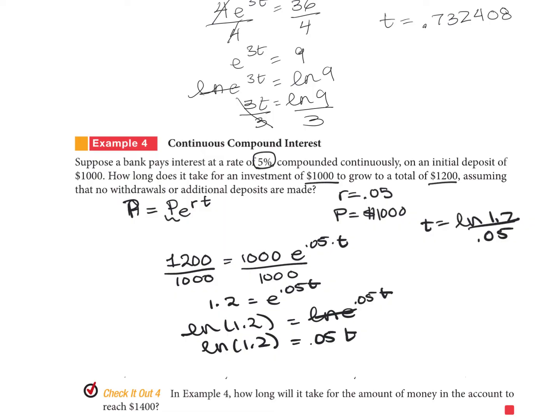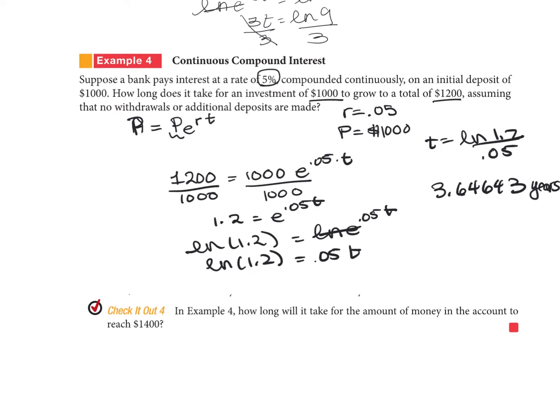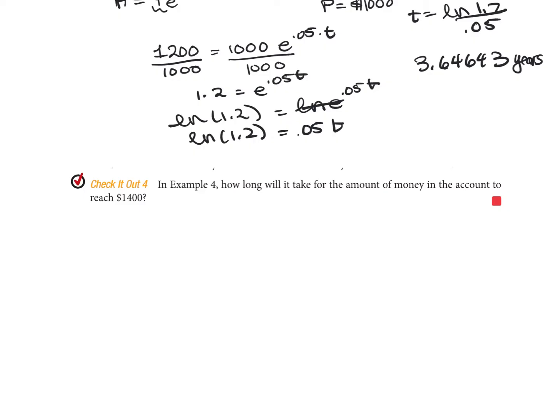On my calculator, I get the natural log of 1.2 divided by 0.05. And it's going to take 3.64643 years, which is 3 years and 8 months roughly. Okay. All right, same idea. Go ahead and check your math here. Go ahead and pause the tape and see if you can answer this question.